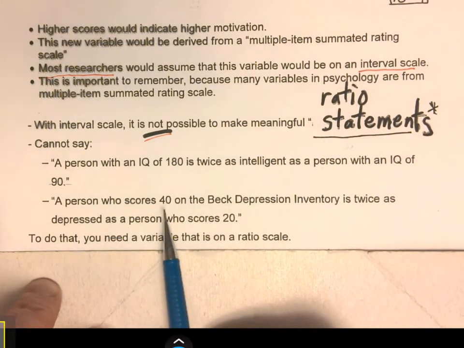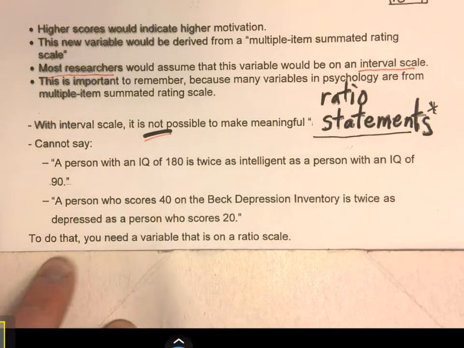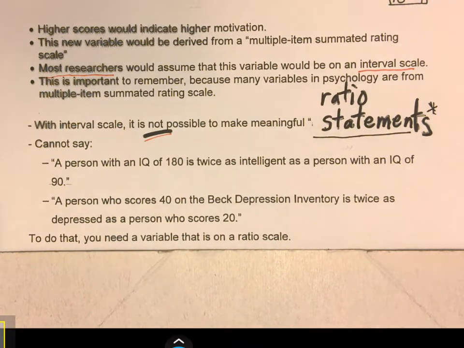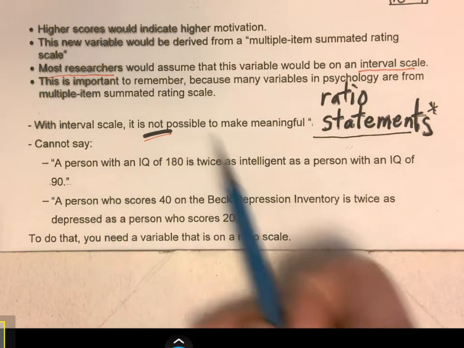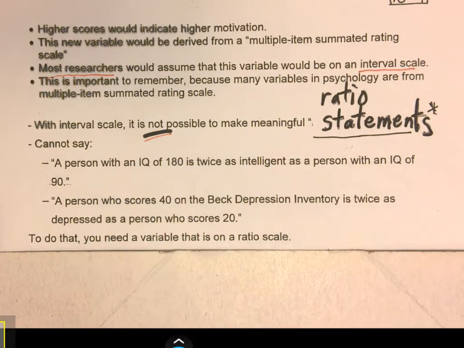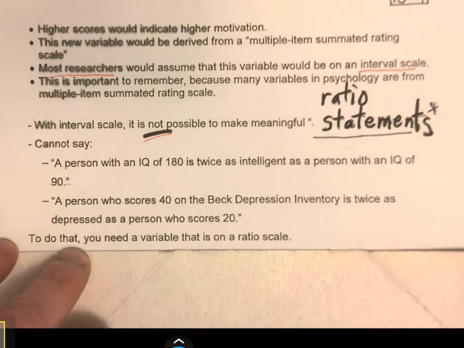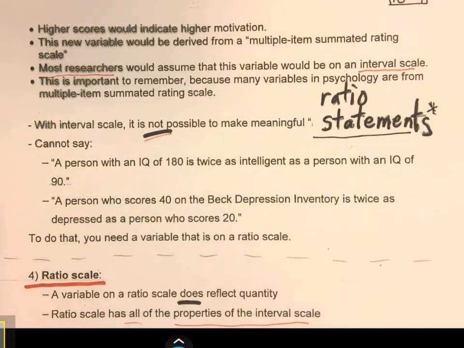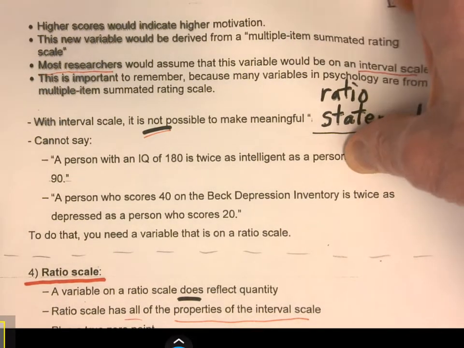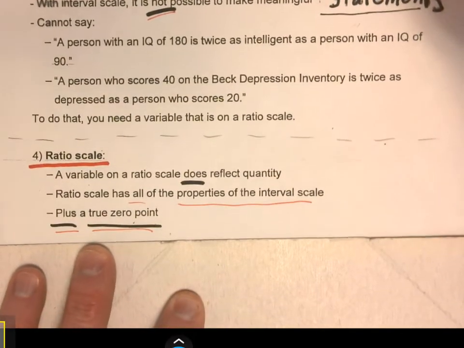It's not appropriate to say somebody that has a score of 40 on the Beck Depression Inventory is twice as depressed as somebody that has a score of 20. If you want to be able to make statements like this, ratio statements, you can't use variables that are on an interval scale. You have to use a variable that's on a ratio scale. That brings us to our fourth and highest scale of measurement.